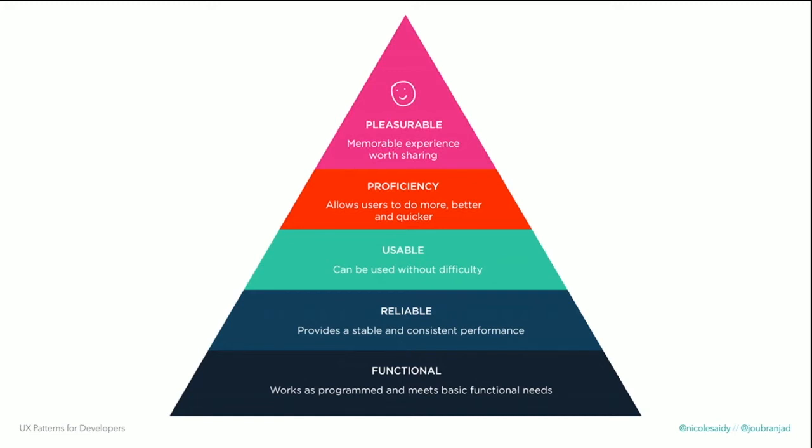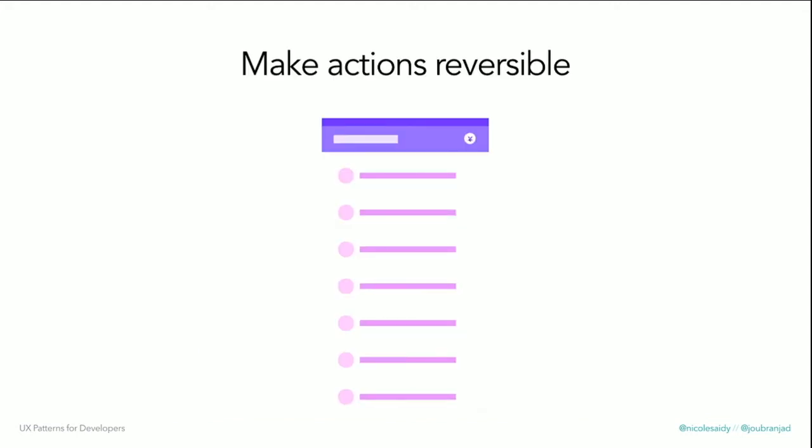So the first thing we have to consider is that the website should be functional and that it should meet some basic functional needs. The second thing is that it has to be reliable, so it has to provide consistent performance. It has to be usable, easy to use without difficulty. Users should do more and better and quicker in our website. And it should be memorable. So everything we do on the website, we should remember it later on so we could come back to it. Reversibility is a design principle that says people should be able to recover from their mistakes. This also reinforces trust with the product.